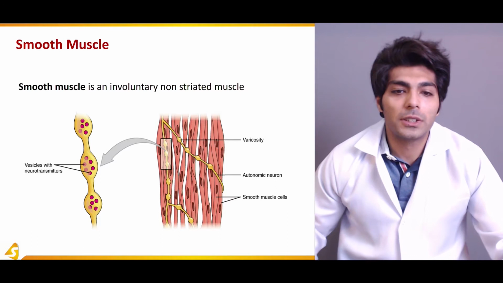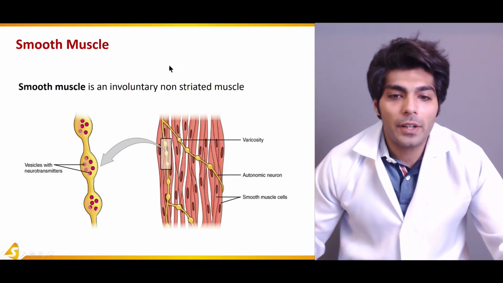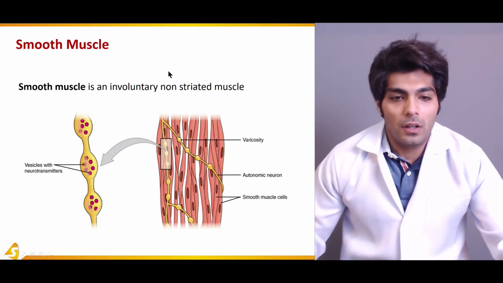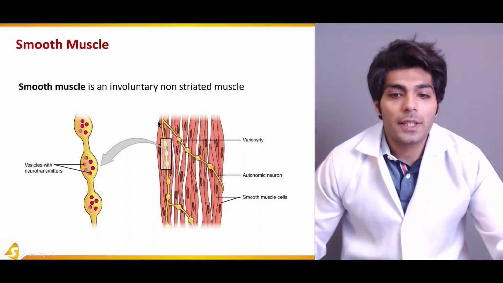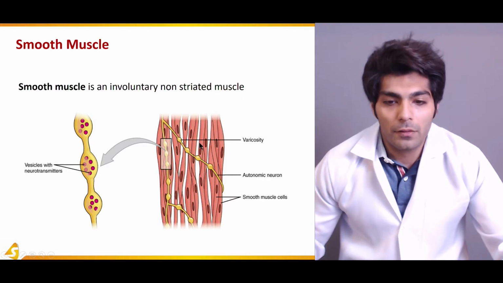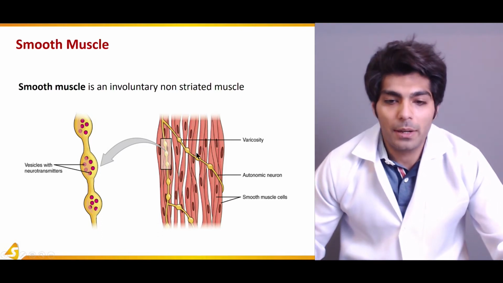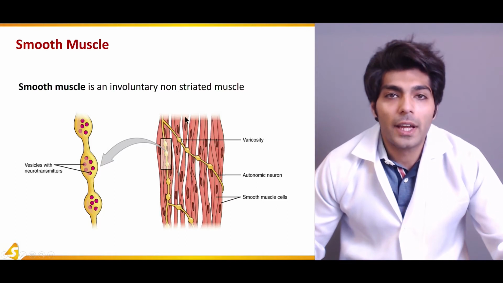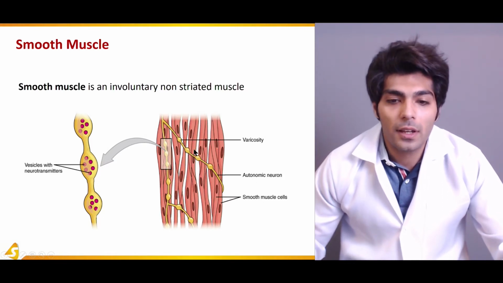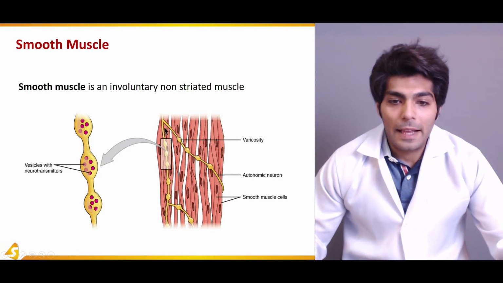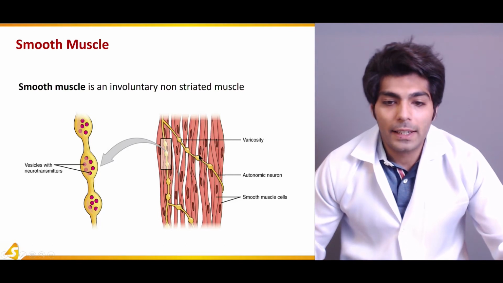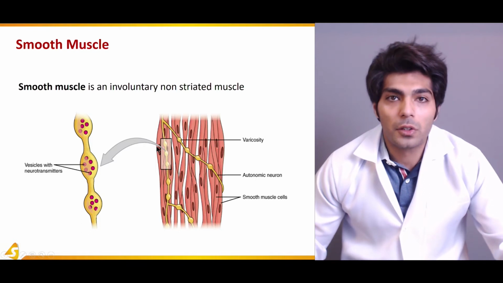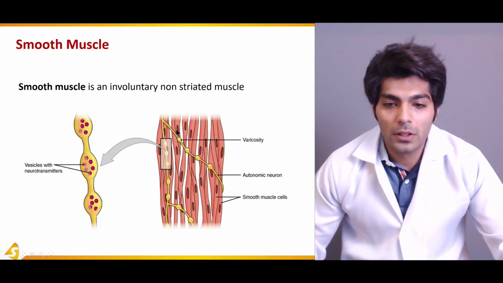So smooth muscle cell is an involuntary non-striated muscle. Unlike the skeletal muscle, which is the striated muscle, the cells of smooth muscle are fusiform in shape or spindle shaped with a centrally placed nucleus. Then there are axons having swellings at intervals which contain the neurotransmitters, and these swellings are called varicosities. They are present along the muscle fiber.